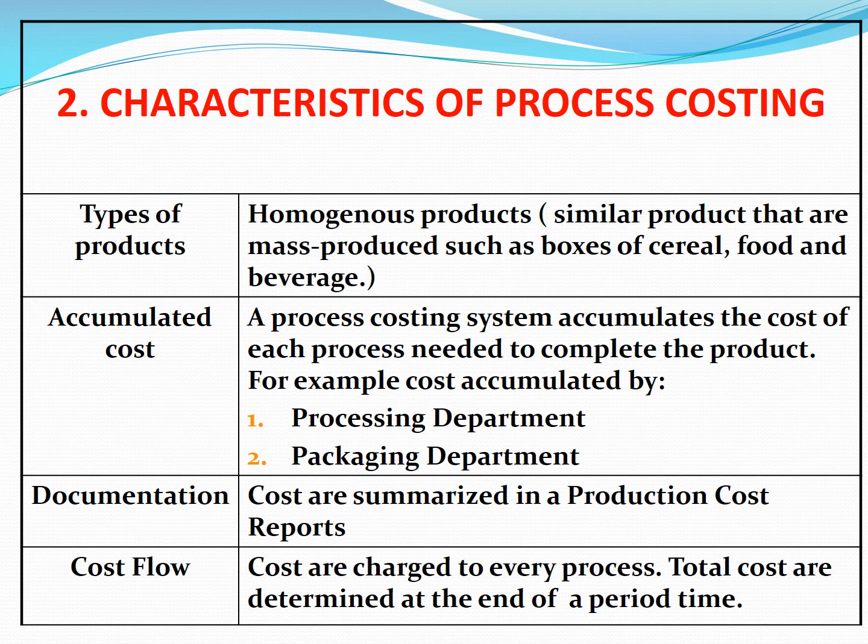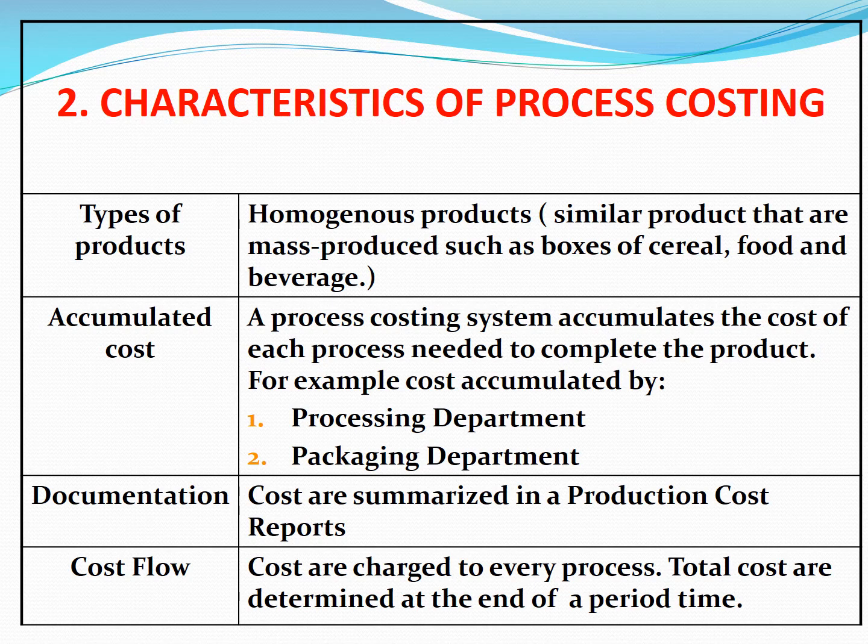2. Characteristics of process costing. Types of products: homogeneous products, similar products that are mass-produced, such as boxes of cereal, food and beverage. Accumulated cost: a process costing system accumulates the cost of each process needed to complete the product. For example, cost accumulated by 1. Processing department. 2. Packaging department.